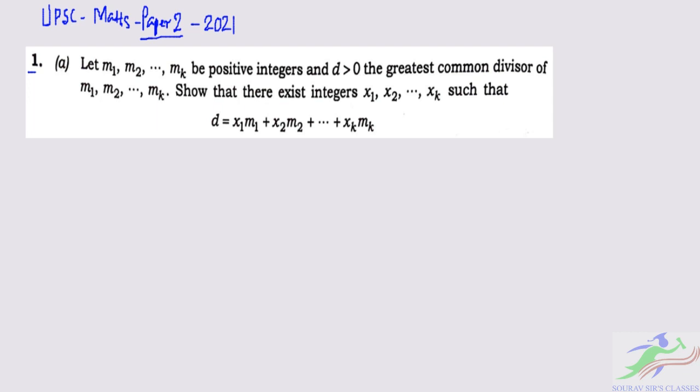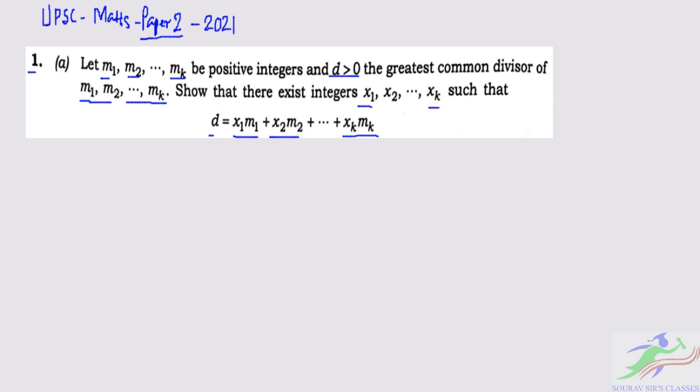It is given that m1, m2, ..., mk are positive integers and d is greater than 0, the greatest common divisor of m1, m2, ..., mk. Show that there exist integers x1, x2, ..., xk such that d is equal to x1 m1 plus x2 m2 plus up to xk mk. That is what we have to do. So what is this greatest common divisor?